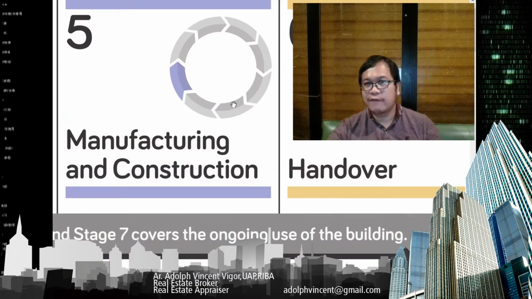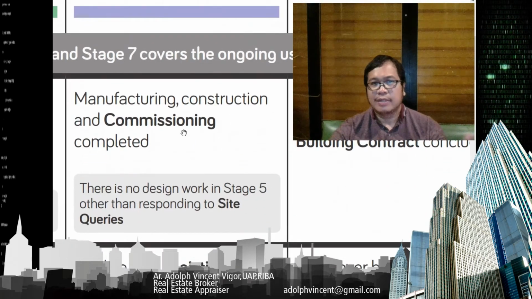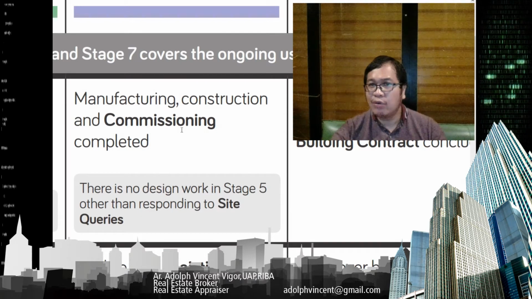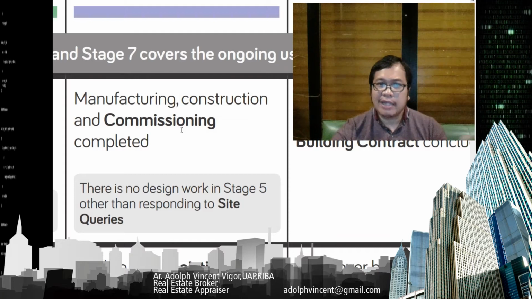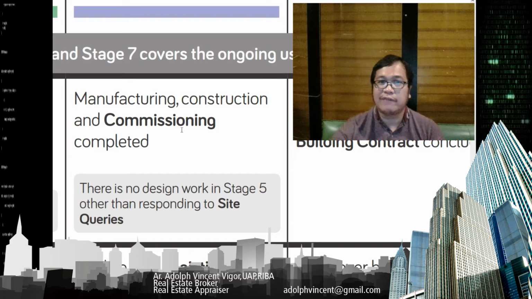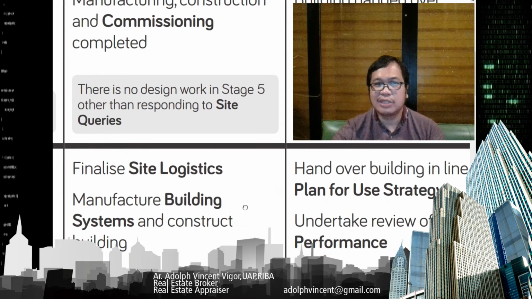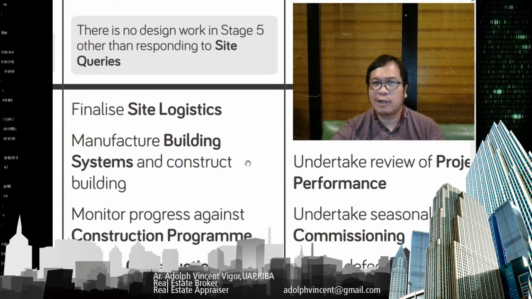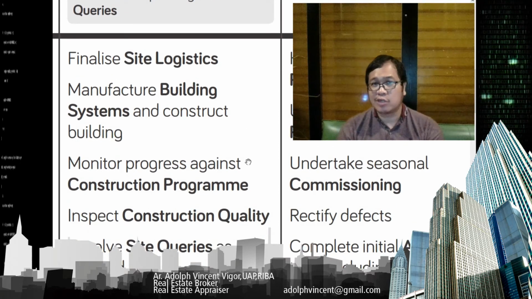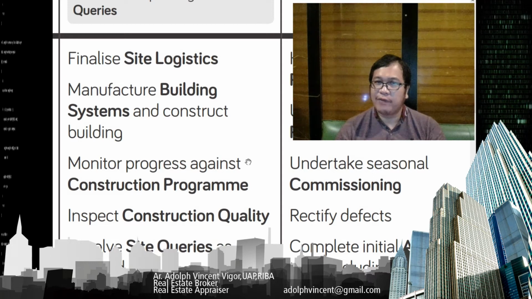Okay. So stage 5 is manufacturing and construction. Here, the manufacturing, construction, and commissioning are completed. So there is no design work in stage 5 other than responding to site queries. Site queries are already related to the implementation of the project. So here you're going to finalize the site logistics, manufacture building systems and construct the building, monitor progress against the construction program. It means you're going to look at if you're on schedule.